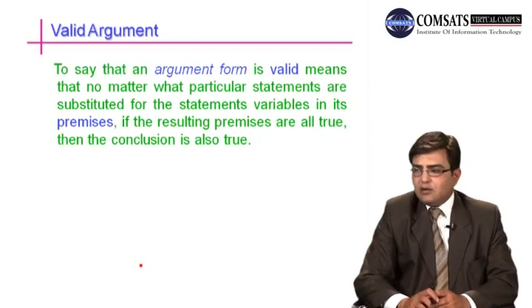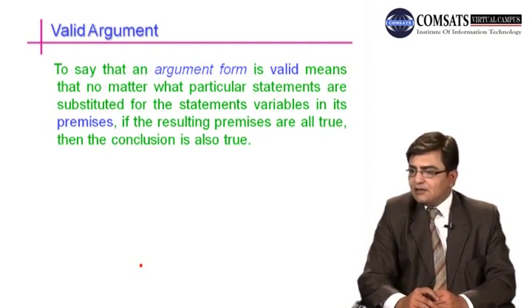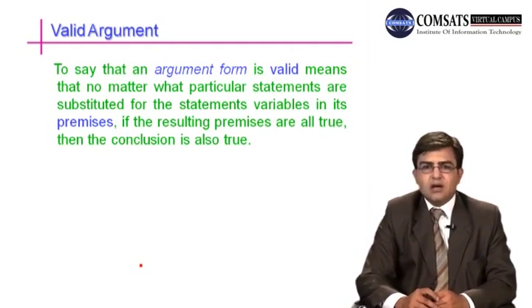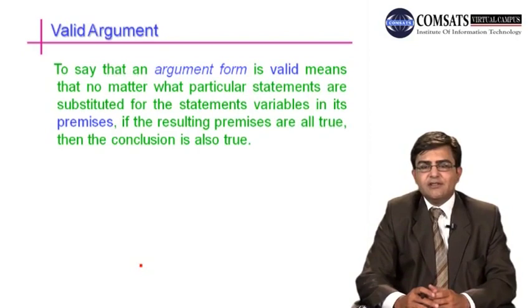What is a valid argument? To say that an argument form is valid means that no matter what particular statements are substituted for the statement variables in its premises, if the resulting premises are all true, then the conclusion is also true. So I have told you earlier that an argument is a set of statements or premises on the basis of which we draw a conclusion.